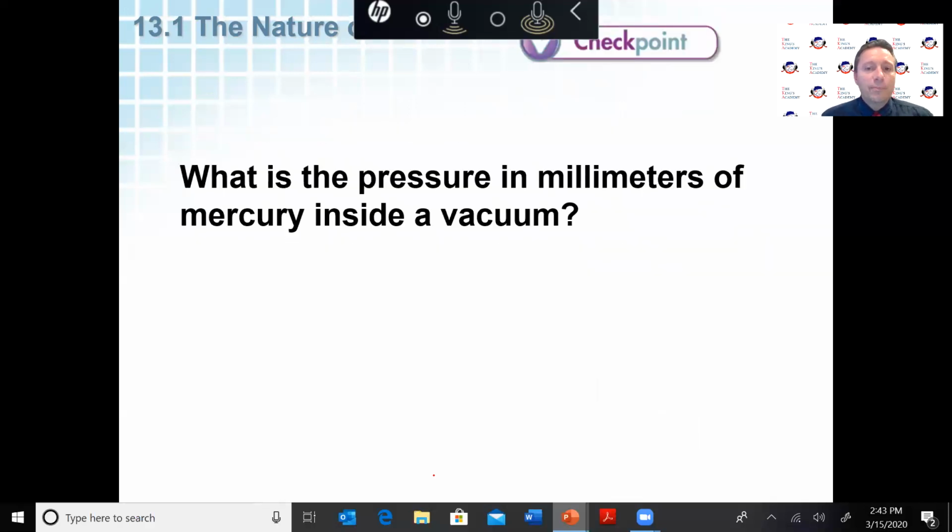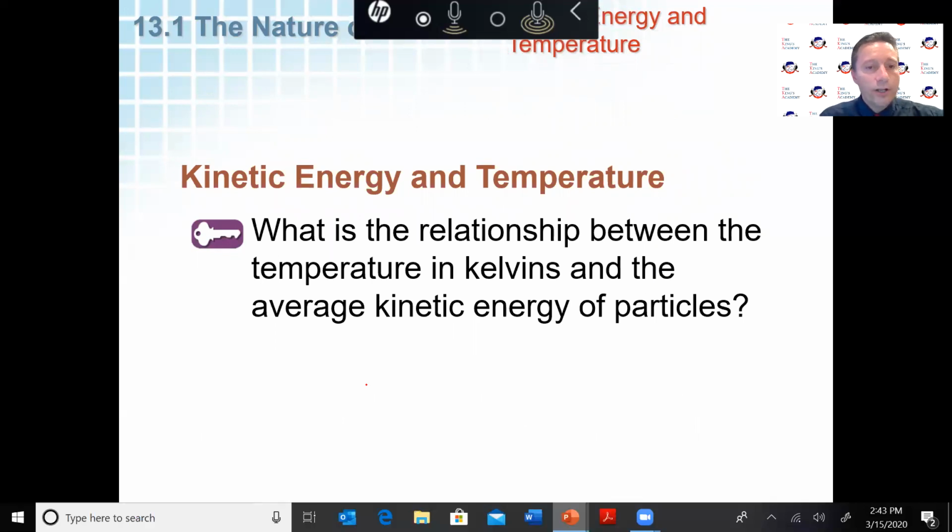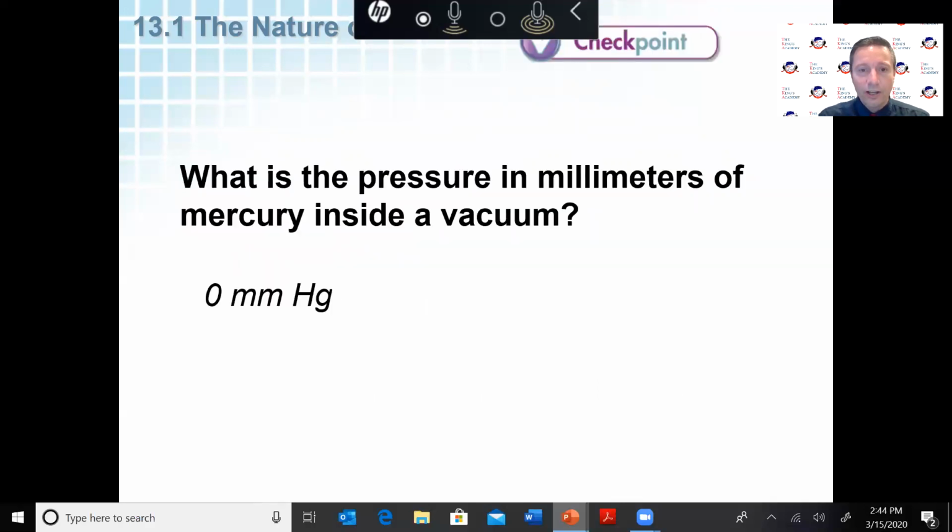All right, so what is the pressure in millimeters of mercury inside a vacuum? So remember, think about that. Vacuum, think of space. What is that? Well, you should have come up with something like that, a 0, and that's what it has there, 0. Okay, so now we're going to continue on, and we have another key concept here. What is the relationship between the temperature in kelvins and the average kinetic energy of particles? So before we actually do that, let's just back up once more here to this slide. And we see that it says 0.